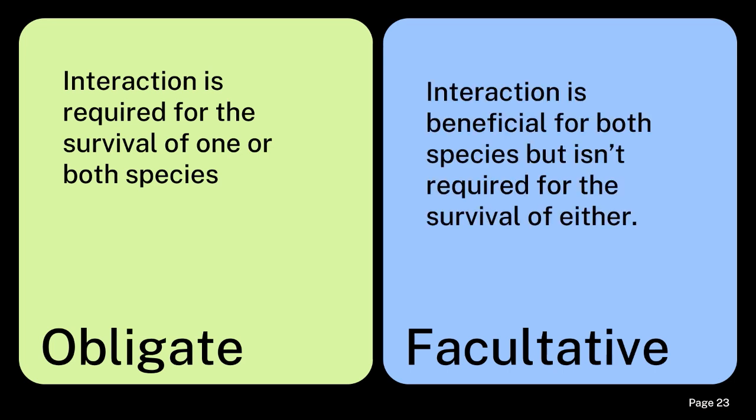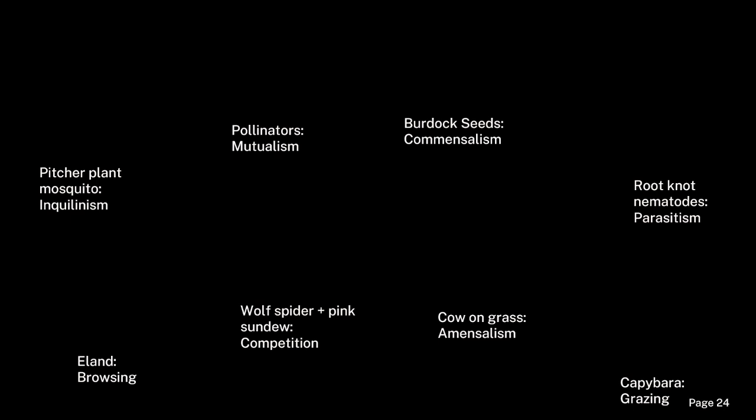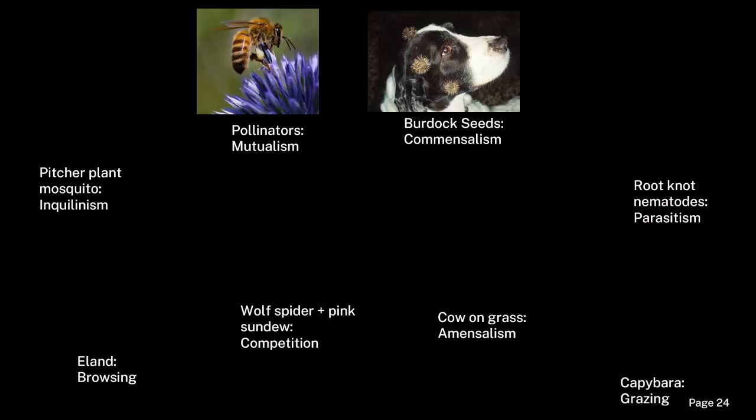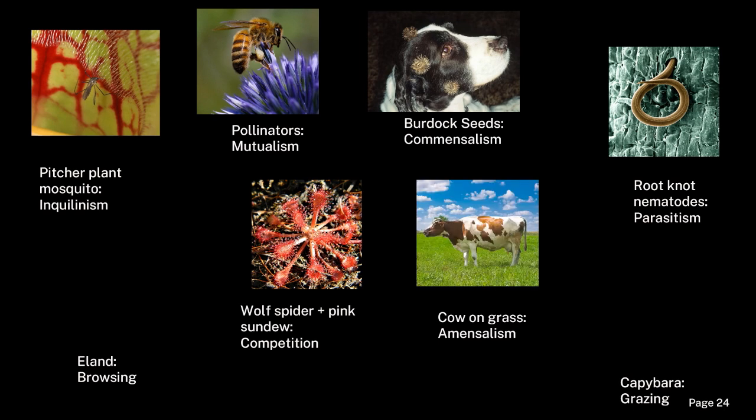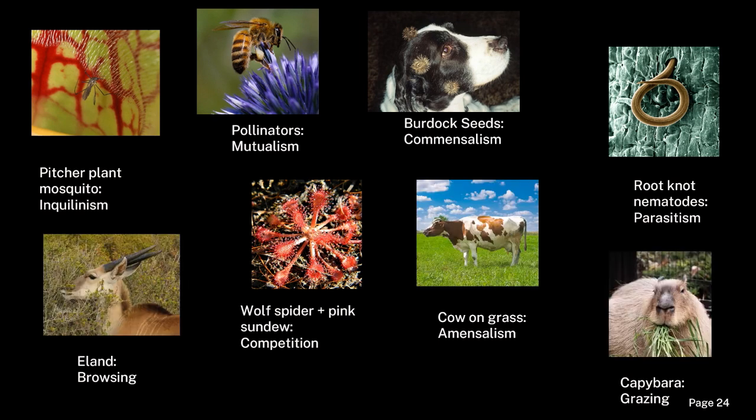It'll be up to my discretion to determine exactly where these interactions fall along the list, and they may be subject to a matter of opinion to make a final decision. Let's review all our interactions once more. We have pollinators, burdock seeds, pitcher plant mosquitoes, root knot nematodes, the pink sundew and wolf spider, cow walking on grass, eland, and a capybara. Let's start at the top and make our way down.